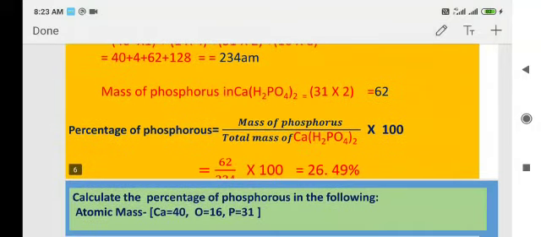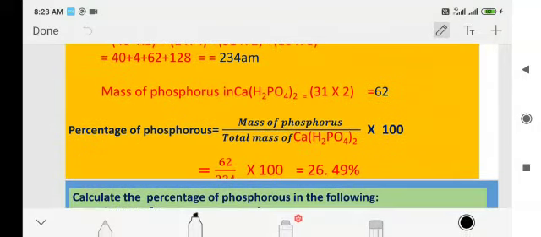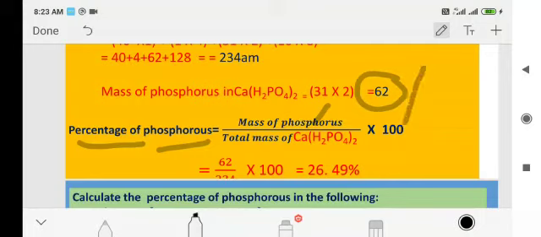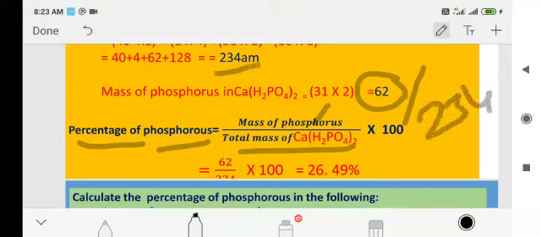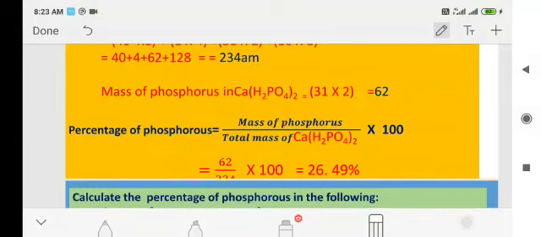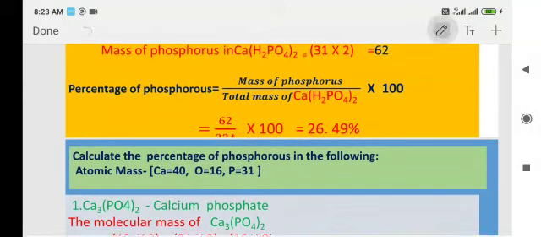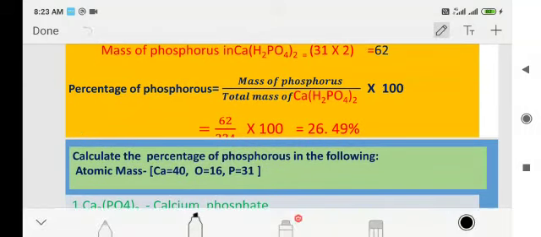And now just see the formula to find out the percentage of phosphorus. Mass of phosphorus we got here 62, divided by total mass of hydrogen phosphate. Total mass is 234. 62 divided by 234 into 100, and on simplification you will get the answer as 26.49%. I think it is somewhat clear for you.